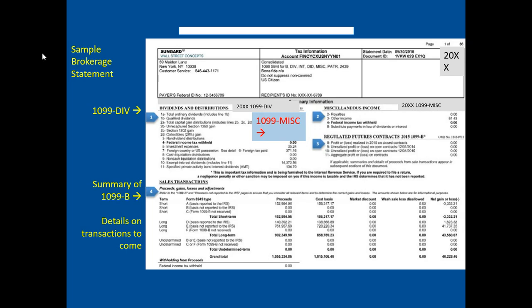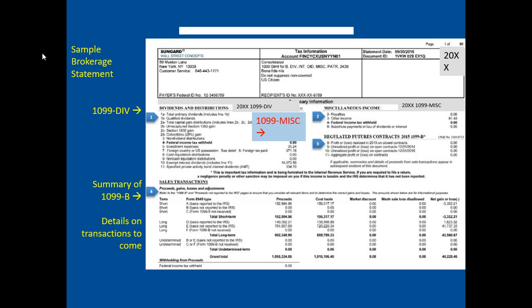This is what one looks like. This is actually like an 85-page document, but you don't enter everything on those 85 pages. It's pretty simple. What you see here on the top left is a dividend statement, 1099-DIV for dividend. You just type in the name, which is Wall Street Concepts, and then you enter the numbers that are there. On number 2 on the right, you have a miscellaneous income form, 1099-MISC. I think I've seen maybe one of these on a consolidated statement that actually had a value. Again, you just enter the information, type in the numbers, and it's done.